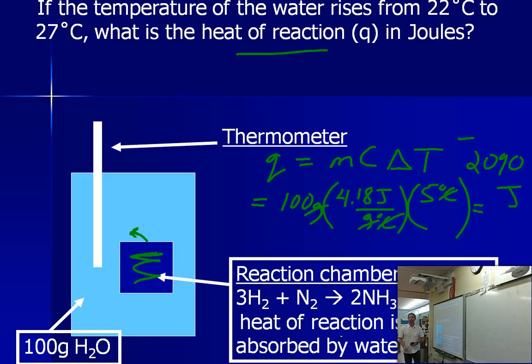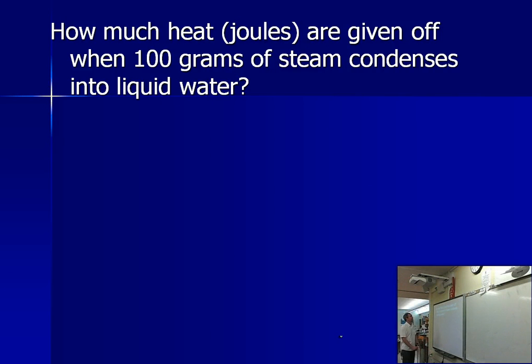Now, another question, just moving through a couple of examples, would be something like this. How much heat in joules is given off when 100 grams of steam condenses into liquid water? So ask yourself the question, is there a phase change? Answer here, yes. How do I know it's yes? Because I see words like condensation or condensing. I don't see a delta T. There is no change in temperature because there's no temperature change at a phase change.